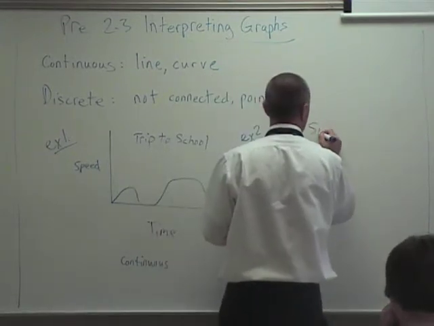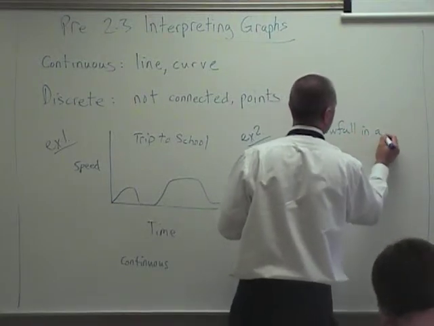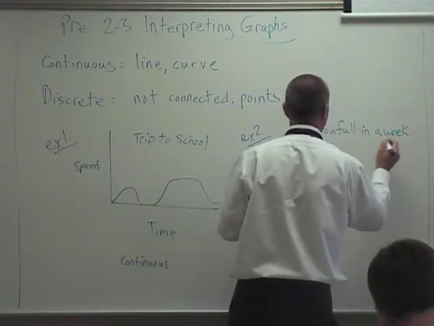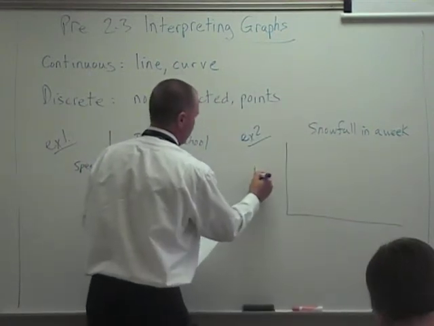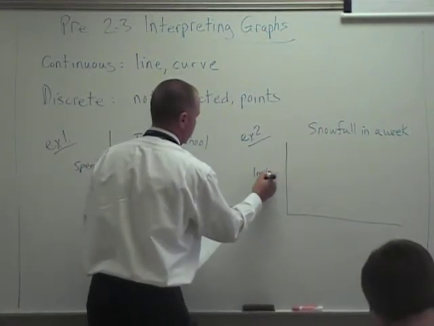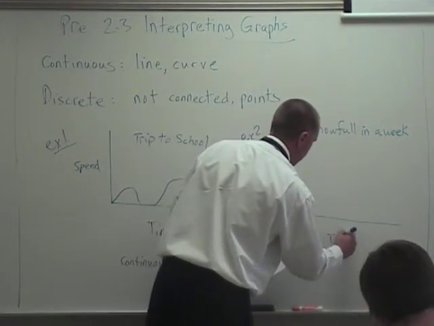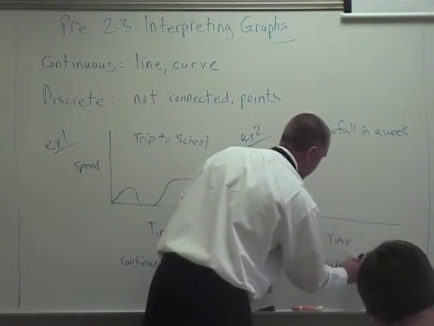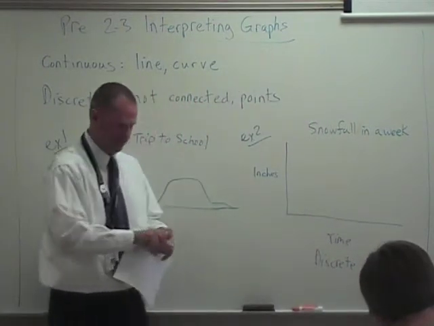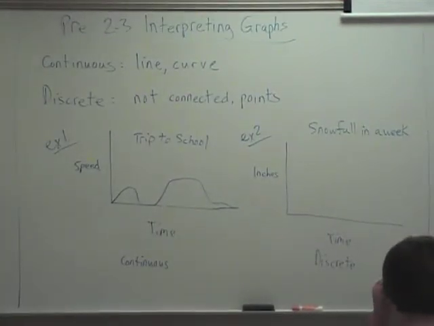This is called snowfall in a week. So now I've given you the title beforehand. This is inches, which is your y-axis. And this is your time on your x-axis again. And this is going to be a discrete graph. Did you get that? And then we'll put the data on there.